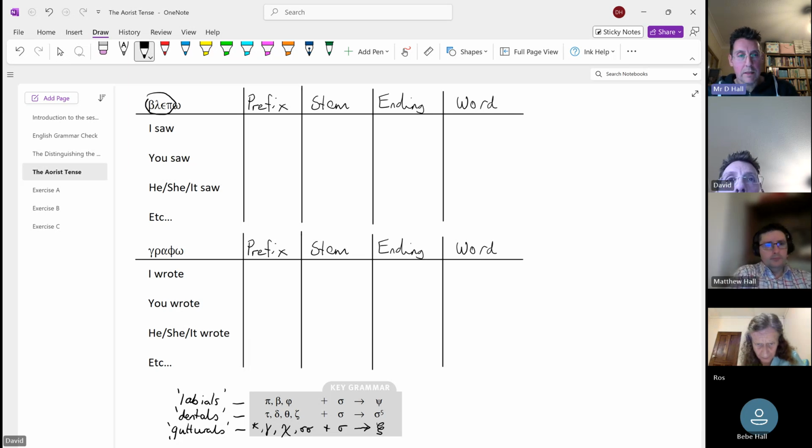Any verb that ends in these consonants will, normally speaking, be replaced by the letter at the bottom here. So if you have a verb ending in pi, beta, or phi, then put the sigma in because you're doing it in the aorist tense, and you're going to turn it into psi. So what does that mean in terms of our verb blepo? The prefix will still be the same, so we're still going to have the epsilon.